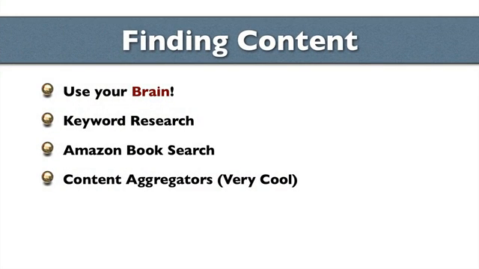Now, I want to talk a little bit about something that I said I was going to talk about, finding content. The first thing I want you to do is use your brain. If this is something that you're passionate about, as we've mentioned, the brain is a very powerful thing. Use your brain and think about different things that you can write about, you can blog about, you can make videos about, you can do a podcast about, and so on. Keyword research. I showed you how to do that, and that can be great for finding content. Doing an Amazon book search, also a great idea for finding content. And using content aggregators, which is extremely cool, very cool. I'm going to show you how I go about doing these types of things.